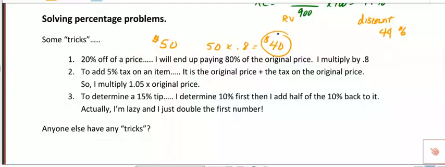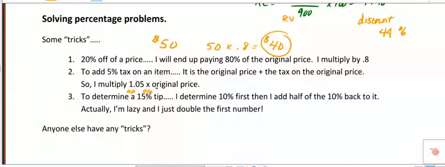Okay, what about if you have to add tax to an item? That's one of those more than problems, because tax is a certain percentage more than the price. So if I want to find out what the price is for something including tax, and let's assume that the tax is 5%, then I just multiply that original price by 1.05. 1 is the original price. 0.05 is the amount that I am increasing it by. So it's 5% more than, so I just multiply by 1.05.